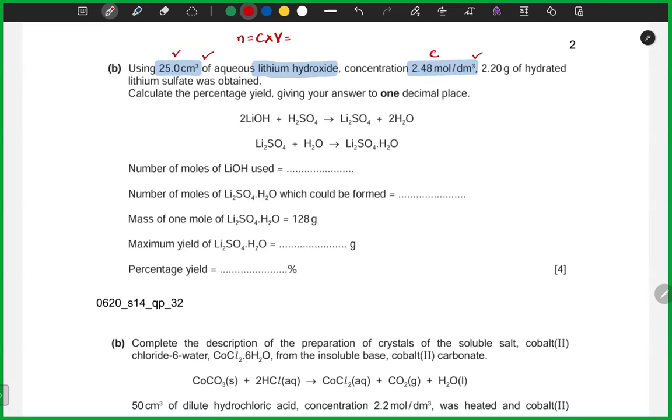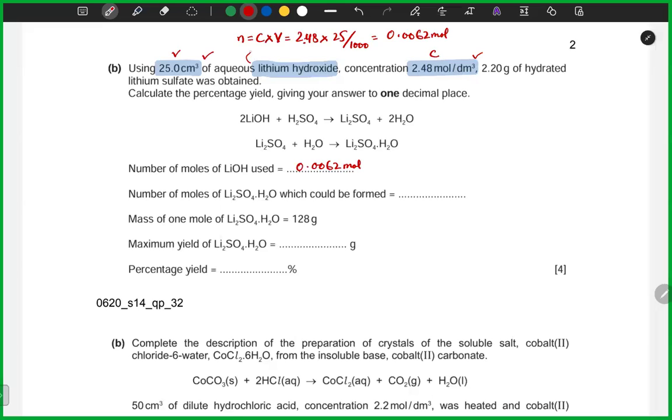So I'm going to do concentration times volume. So it's 2.48 mole per dm cube. That's the concentration, times the volume 25, but that should be in dm cube, so I'm going to divide that by 1000. Calculator पे करो, ये क्या आ रहा है? That's 2.48 times 25, and the whole thing gets divided by 1000. So I'm getting 0.0062 moles.